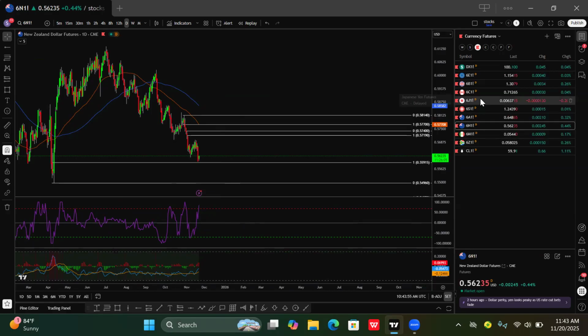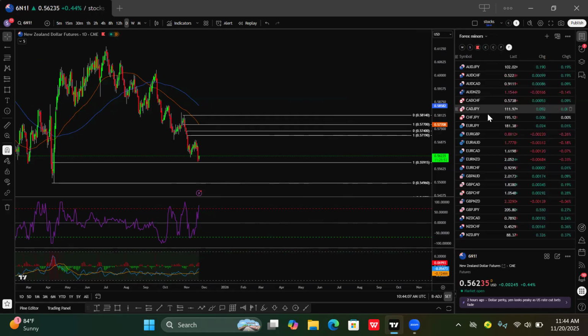So at yen, I would look to add a trade. But the main ones, at the end, are New Zealand yen, Aussie yen, and pound yen.